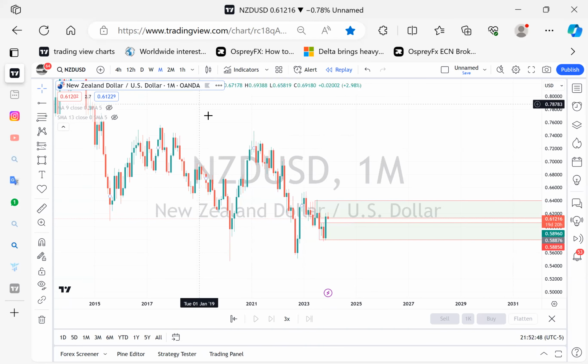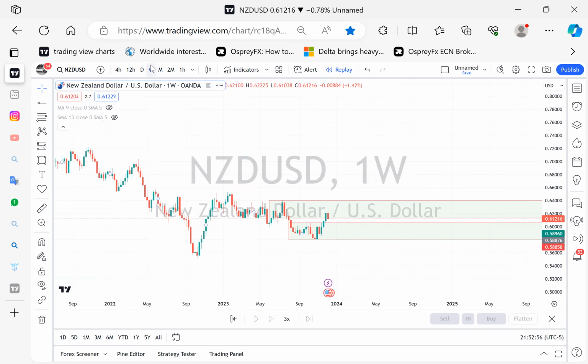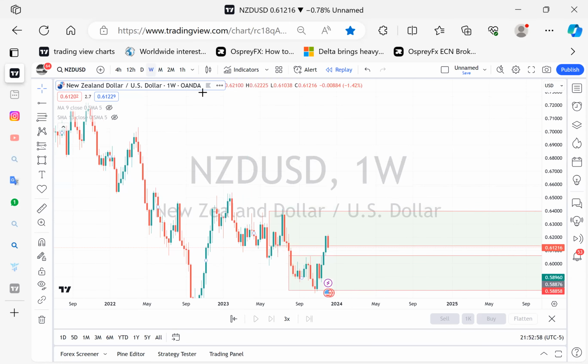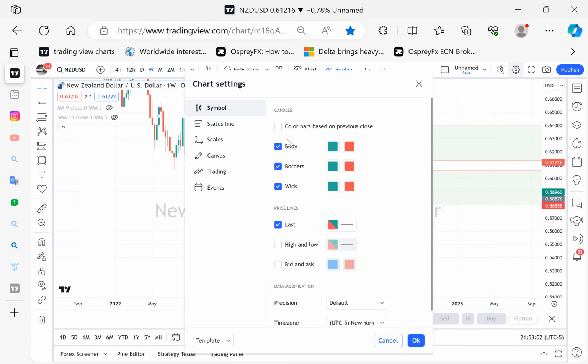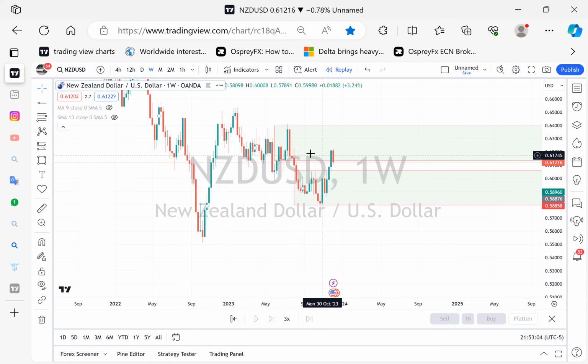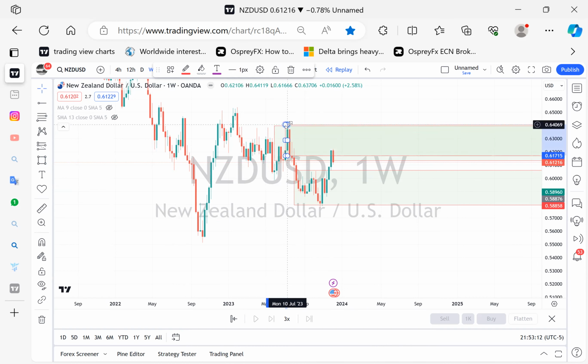Once we have the order blocks highlighted on the monthly chart, we're going to drop down to the weekly chart. On the weekly chart, we want to do the same thing. In this case, the weekly order block above price is this one. It's contained within the monthly order block. So you go ahead and highlight it.